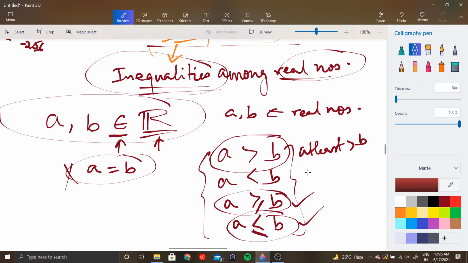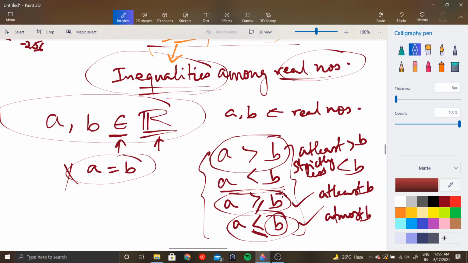This is strictly less than B. Its value can be anything, but it cannot exceed B and it cannot be B as well. Strictly less than B. This is greater than or equal to, so it is at least B, and this is at most B. So, at most the value of A will be B. Here at least the value has to be B.